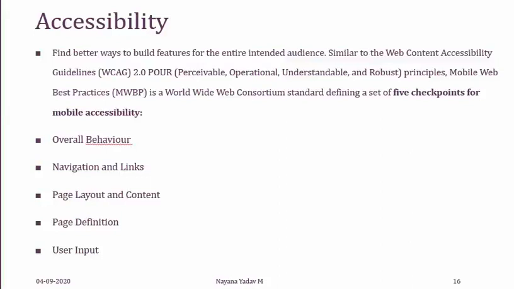The next one is navigation and links. It should be such a way that it is easy for the user to interact with it. You can have hyperlinks on the cell phone device interface, so all those come under navigation and links. The next one is page layout and content.